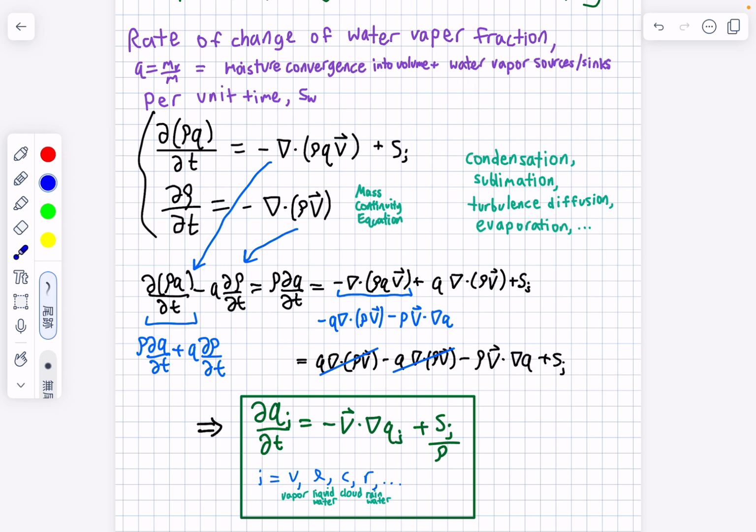And as you see in this equation down here, we have the QJ, where J can be V, it could be L for liquid water, C for cloud, R for rainwater, etc. And if we're interested in QL, that would be how much liquid water is in there, which is different than water vapor, because water vapor is a gas and liquid is not.